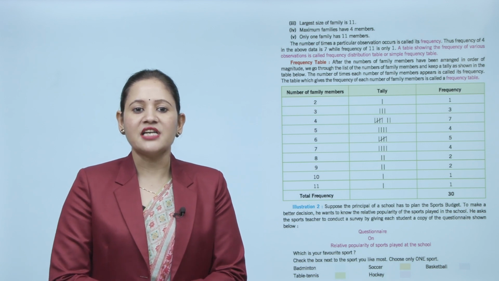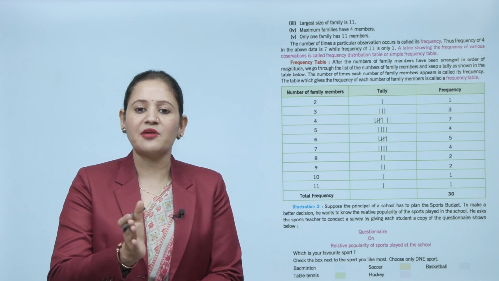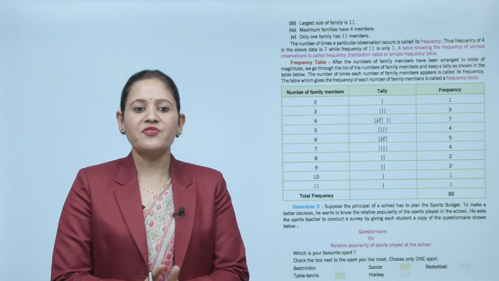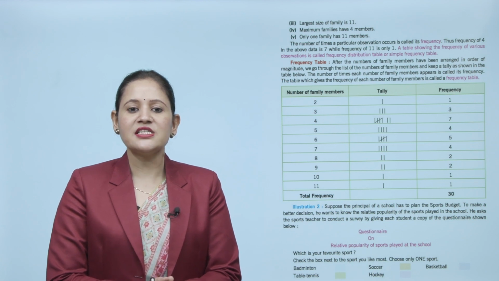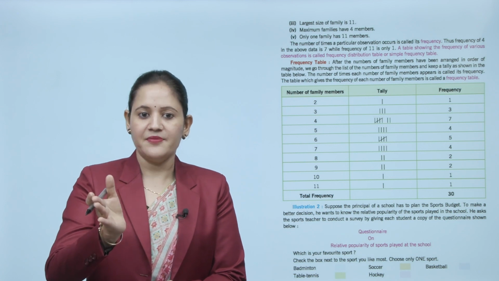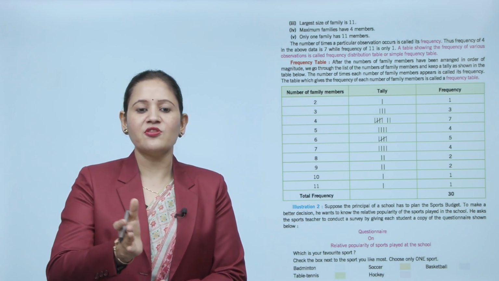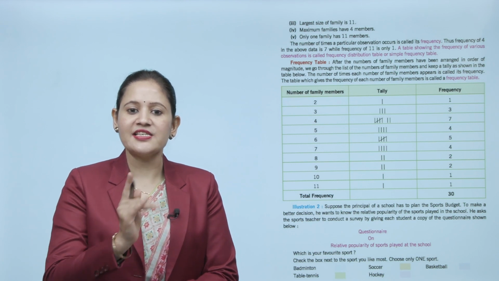The number of times a particular observation occurs is called frequency. Means how many times it has occurred, that is called frequency. The frequency of 4 in the above data is 7, while the frequency of 11 is only 1. Means 4 has come 7 times, so its frequency is 7, and 11 is only one time there, so its frequency is 1.